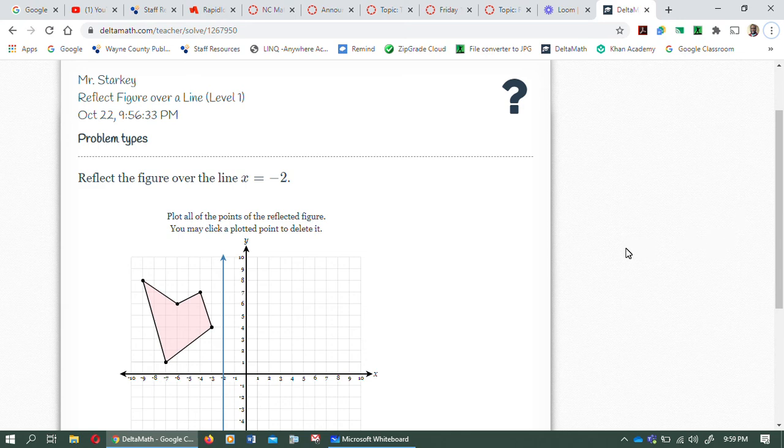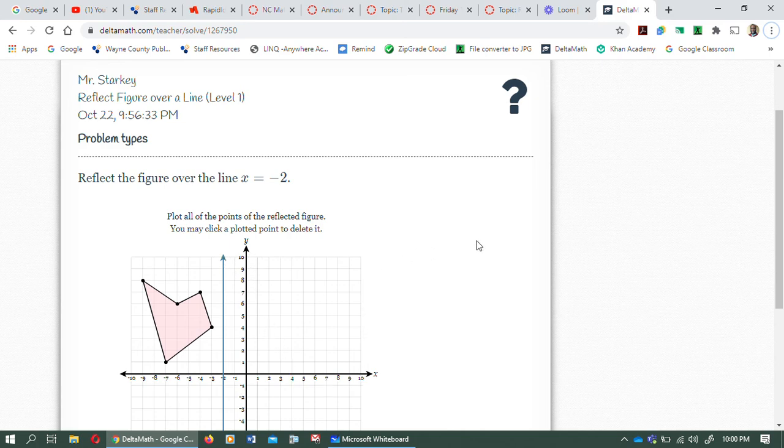Okay, so guys, one of your Delta Math assignments for today's practice and lesson is asking you to reflect the figure over a certain line. Now, again, guys, this is not the same thing as the function notation. For the function notation that we've gone over with reflections, the function notation only covers reflecting it over the y-axis or reflecting it over the x-axis.